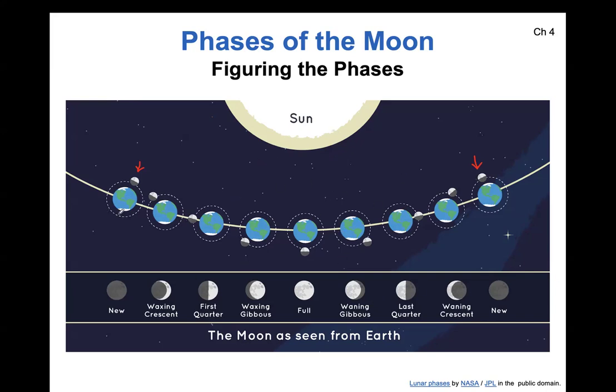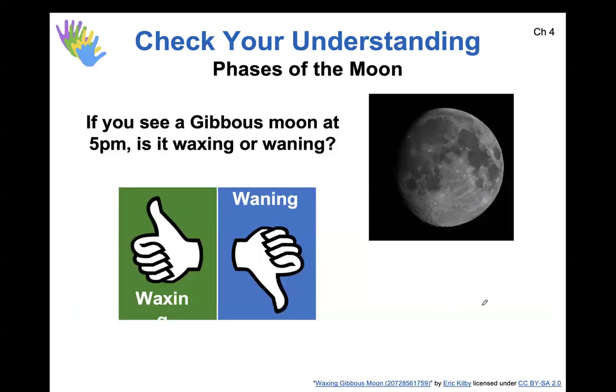Okay, so again, the moon as seen from above the orbital plane, above the ecliptic plane, and then down below, the moon as seen from Earth. Okay, so let's check your understanding. If you see a gibbous moon at 5 p.m., is it waxing or waning?